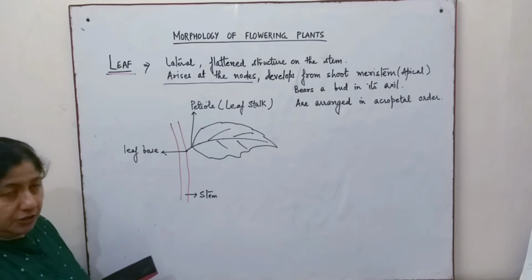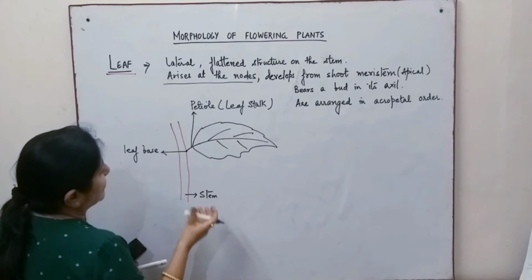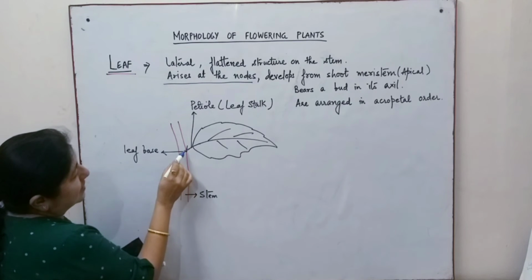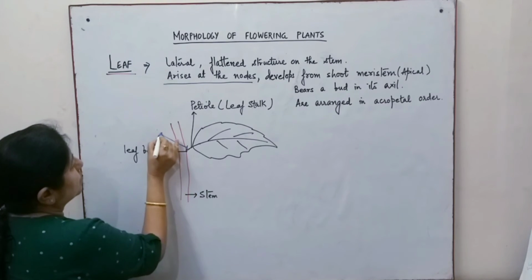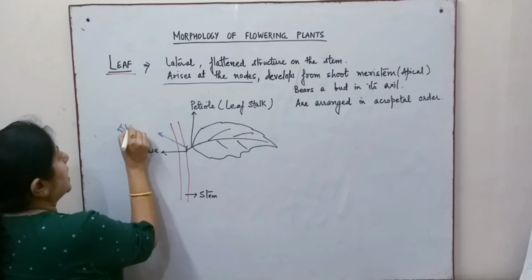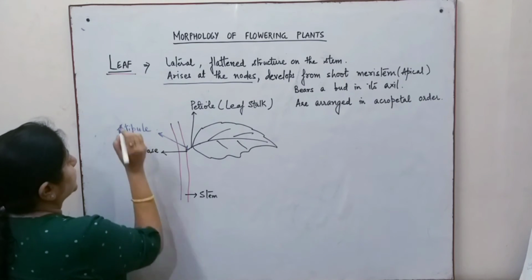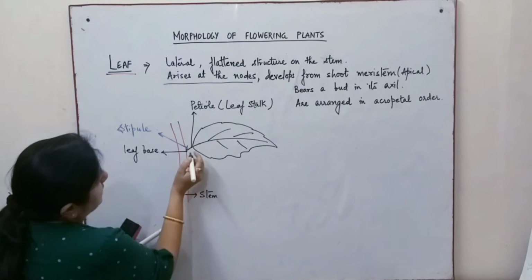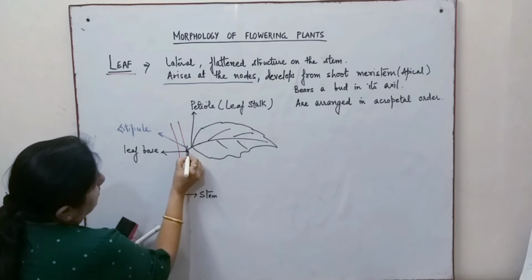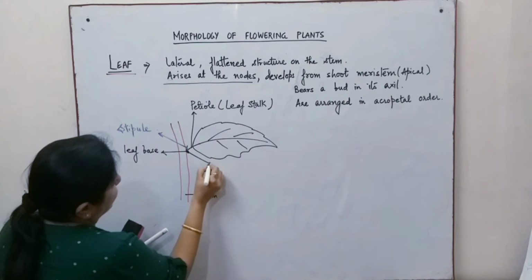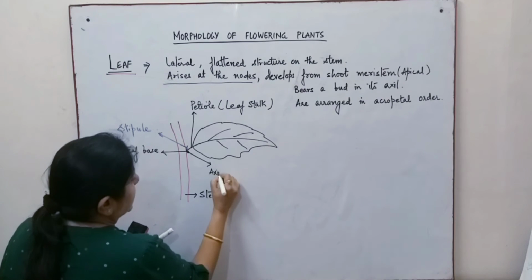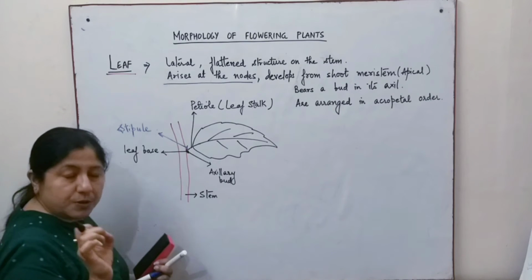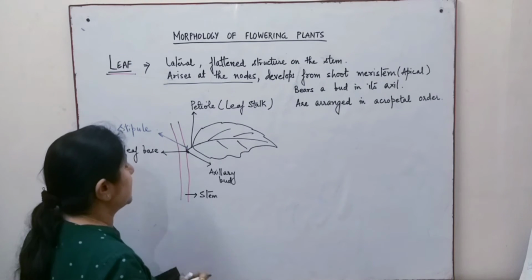Another prominent structure which we find is a slightly small structure which is present at the leaf base, and this small structure is known as stipule. Further, if we observe carefully, the small structure present is the axillary bud. It is also present at the base, that is the leaf base, the point where the leaf is attached to the stem.